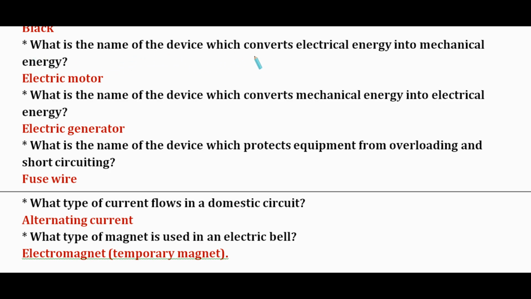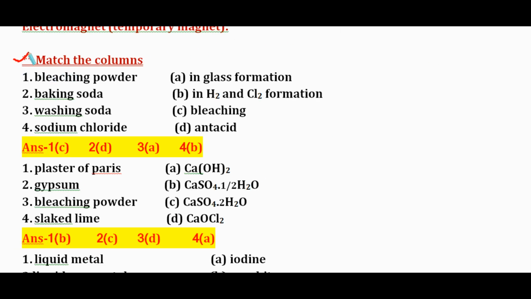Now the question is, what is the name of the device which converts electrical energy into mechanical energy? Electric motor. What is the name of the device which converts mechanical energy into electrical energy? Electric generator. What is the name of the device which protects equipment from overloading and short circuiting? Fuse wire. What type of current flows in the domestic circuit? It is alternating current. Which type of magnet is used in electric bell? These are electromagnets or temporary magnets.